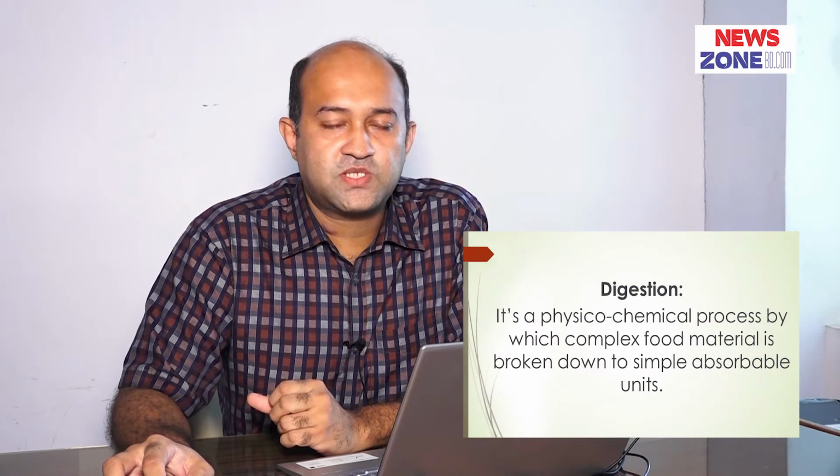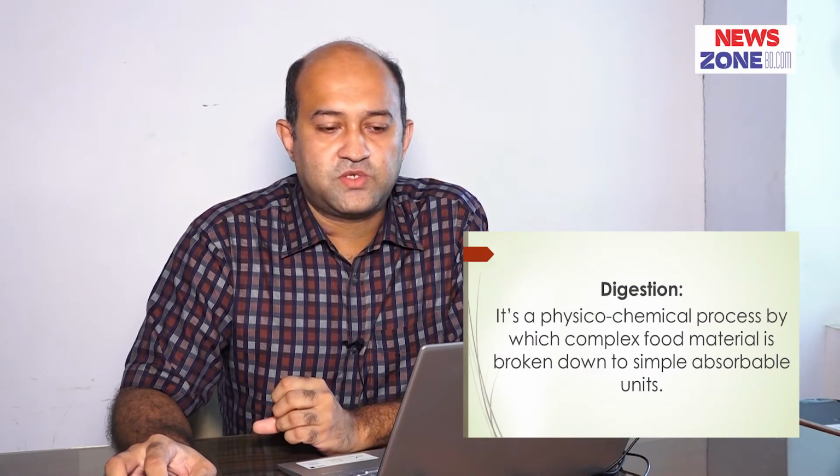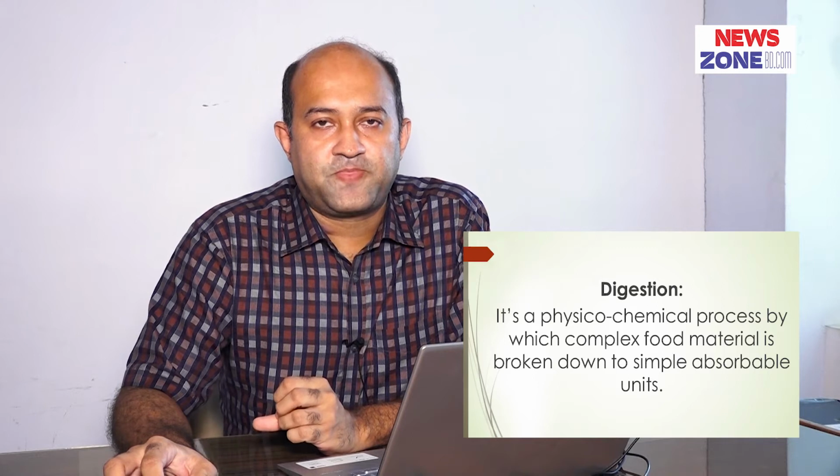Today our discussion topic is Introduction of Digestion and Absorption. So what is digestion? Digestion is a physico-chemical process by which complex food materials are broken down into simple absorbable units. The dietary substances like carbohydrate, protein, and fat we take are in complex form. They are not suitable for absorption across the enterocytes, so they need to be converted into simple absorbable form.